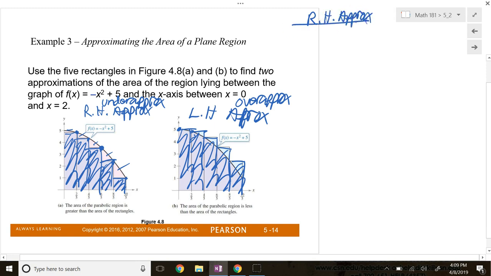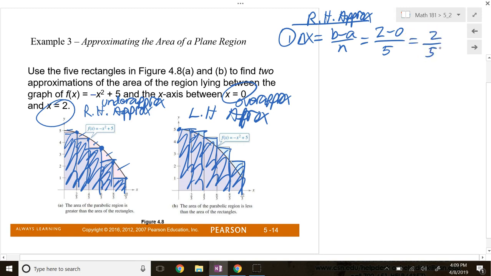First, you want to say, how many subintervals are we going to do? What's my delta x, my width on each of these? Well, b minus a over n. I'm going from 0 to 2, that's my a and b. So 2 minus 0, and I'm splitting it into 5 subintervals. So my width is 2/5.